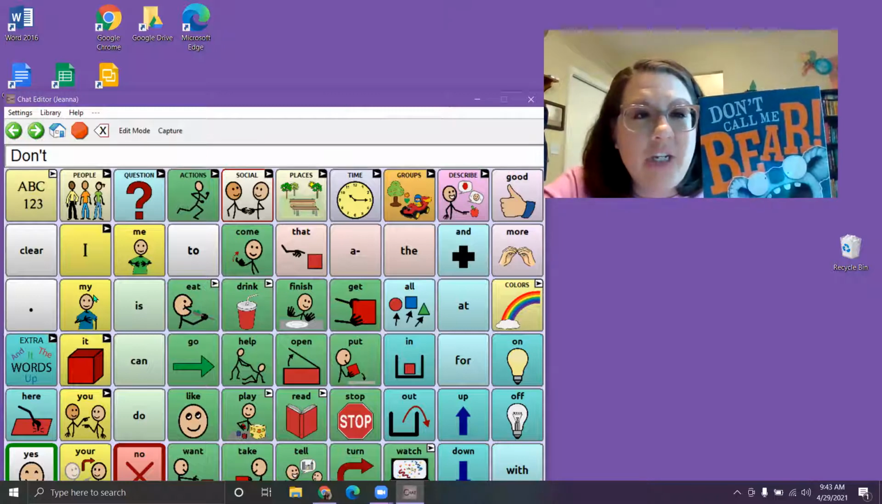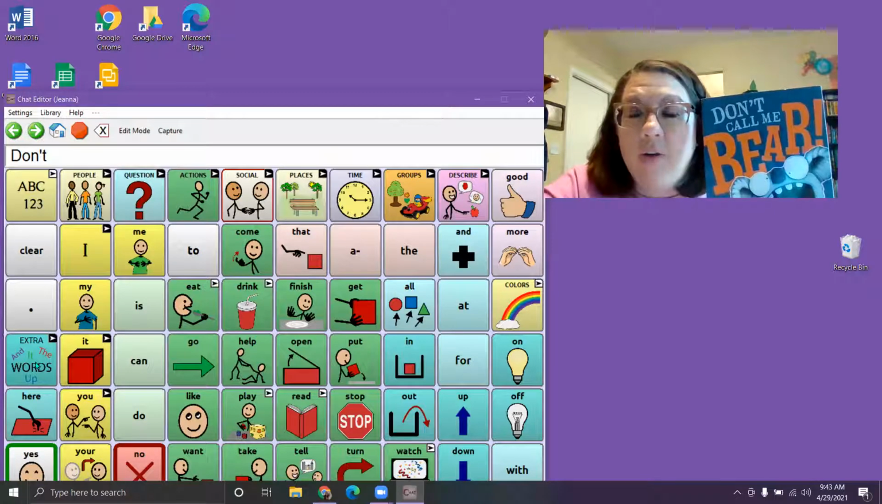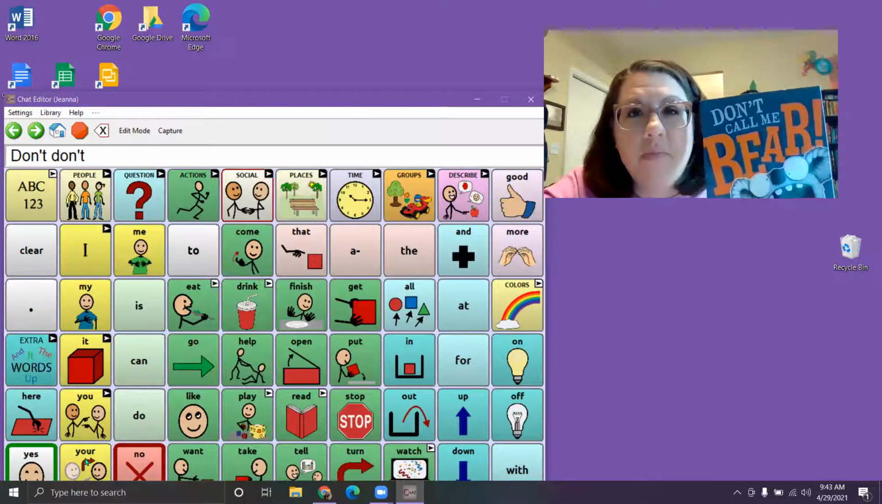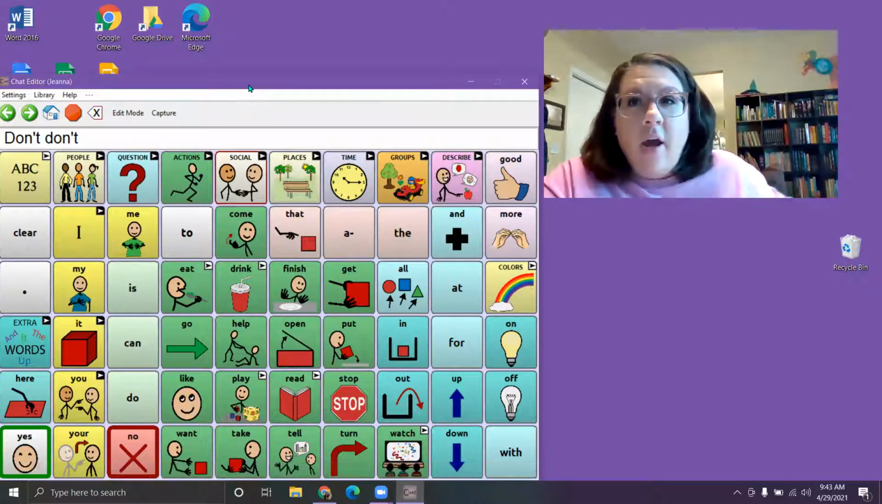And you get to that if you're using either touch chat device, or if you're using a Nova Chat, or if you're on chat editor like I am, you're going to go to extra words within that WordPower 60 basic vocabulary, and then don't is down in the corner in the red. And I'm going to move up my simulator here because the don't is getting cut off. Okay.